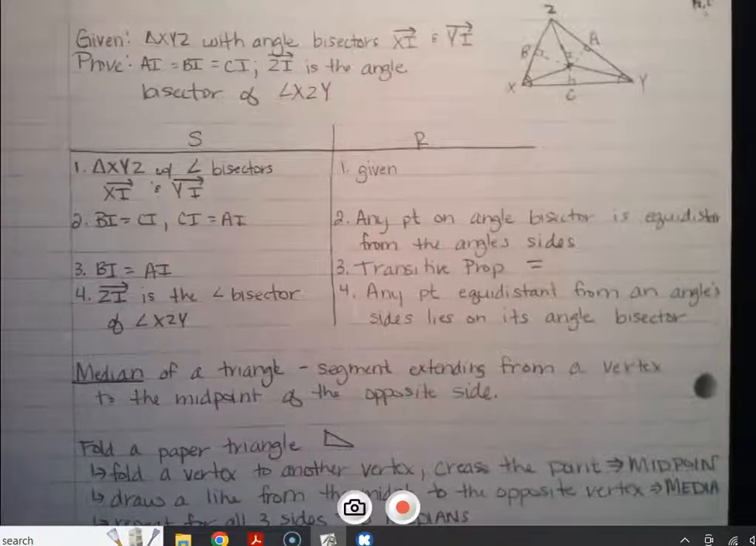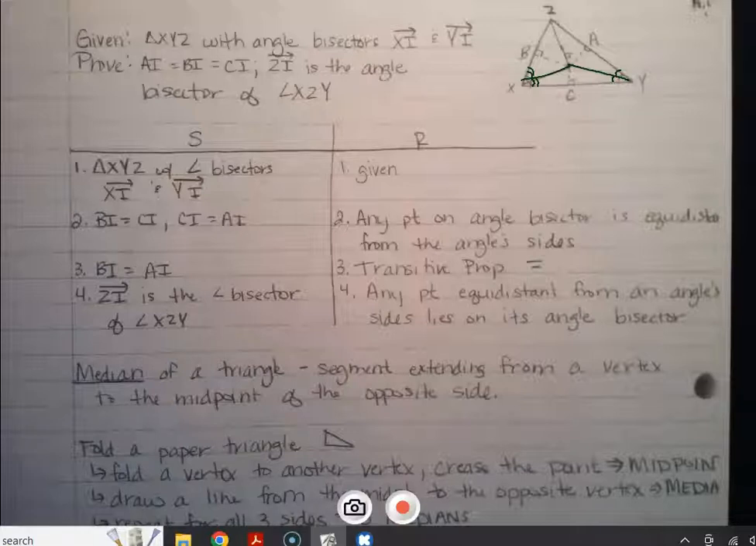Because it's the first time you're going to see some of these things. So we're given triangle XYZ with an angle bisector. We know that XI is a bisector, and YI is an angle bisector. And they've marked that, because they show us that this part is congruent to this part, and this angle is congruent to this angle. Those markings are there. So we want to prove that AI is equal to BI, which is equal to CI, and that ray ZI is the angle bisector of angle XZY.